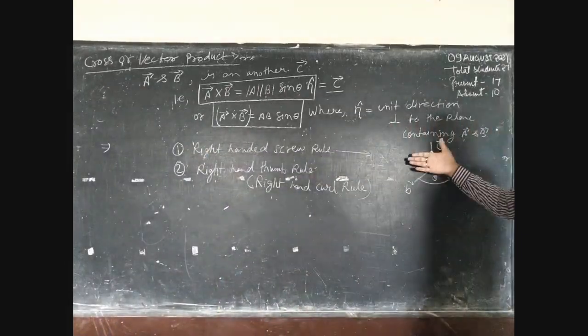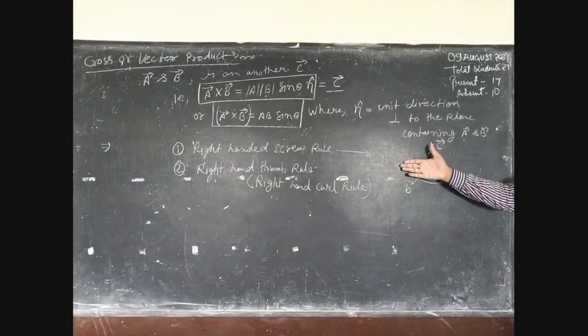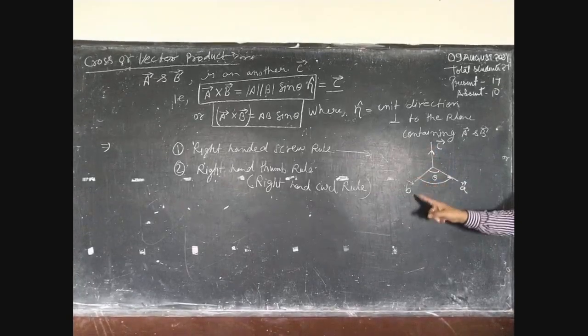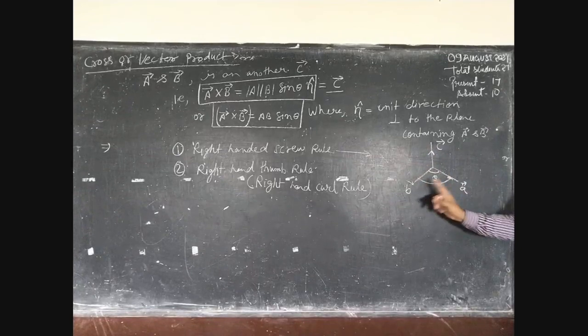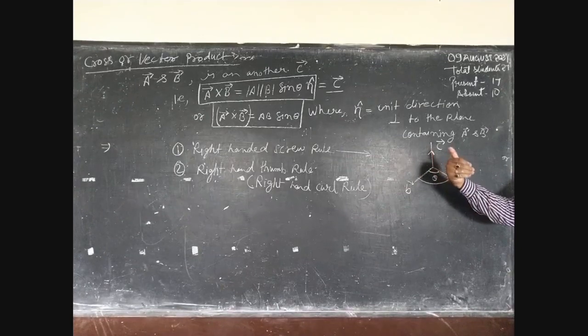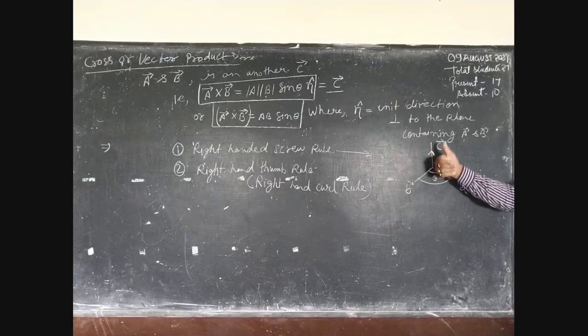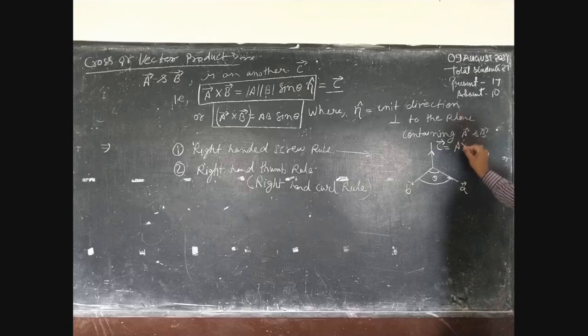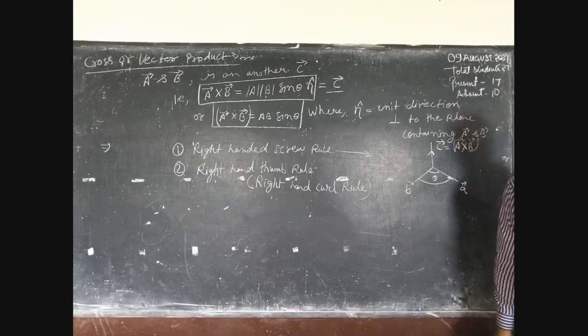Okay, let's see. And if we curl the finger in such a way from B to A, then the thumb gives the direction of vector C. So what is this vector C? The answer is vector B cross vector A.